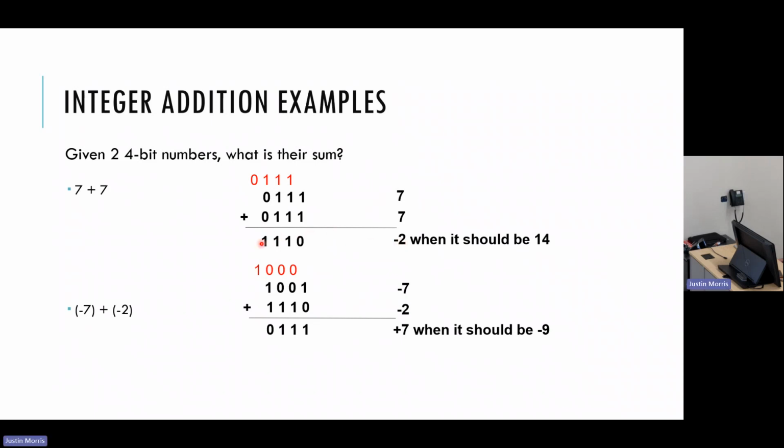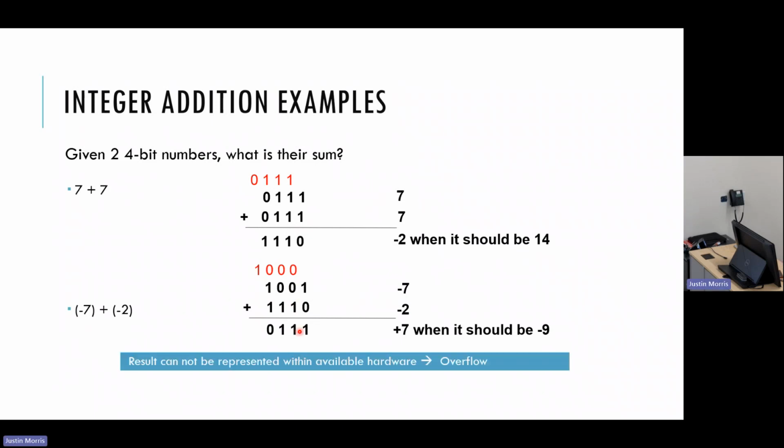So we're going to cover how we can detect this, but one obvious way to check is: I have a positive number, I'm adding a positive number, I should not get a negative result, right? So that's the simplest way to check. Same thing down here, I have a negative number, positive result. But there are better ways to do this check.